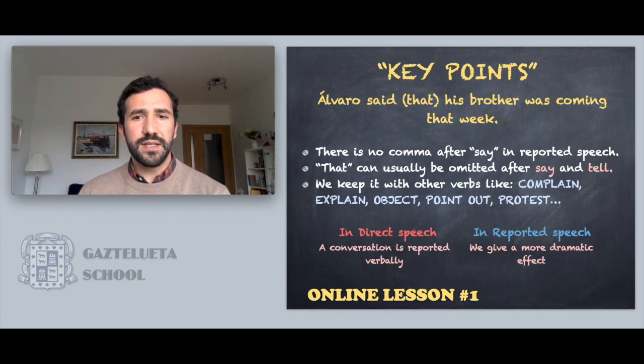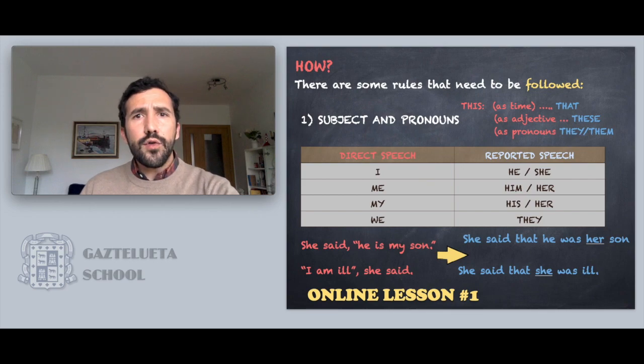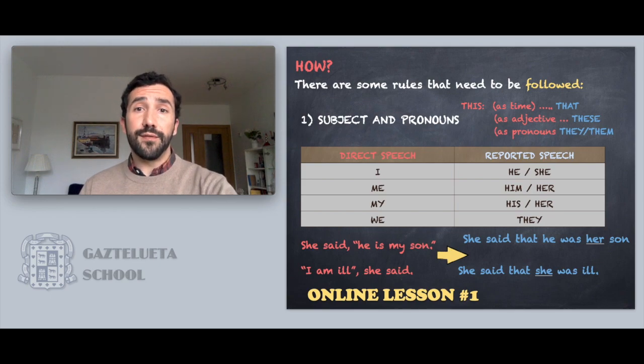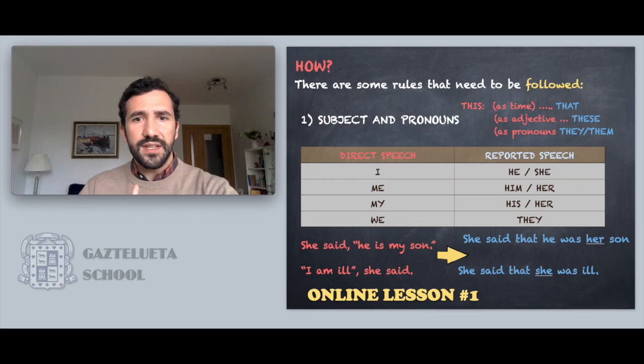In direct speech, a conversation is reported verbally, and we repeat exactly the same words. But reported speech we use when we want to give a more dramatic effect to the words that somebody has said. How do we use the reported speech? Well, there are a few rules that need to be followed. We have to make a lot of changes, okay? I hope these slideshows help you to understand and to use the reported speech properly.